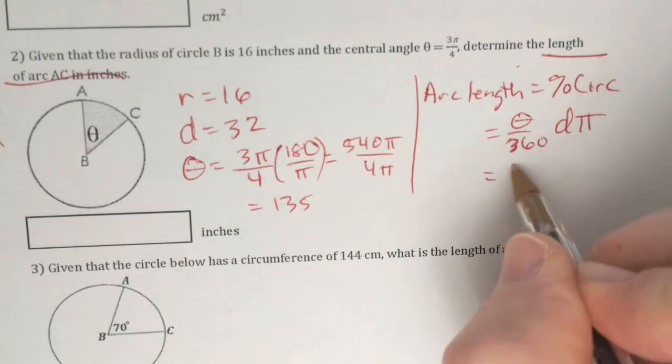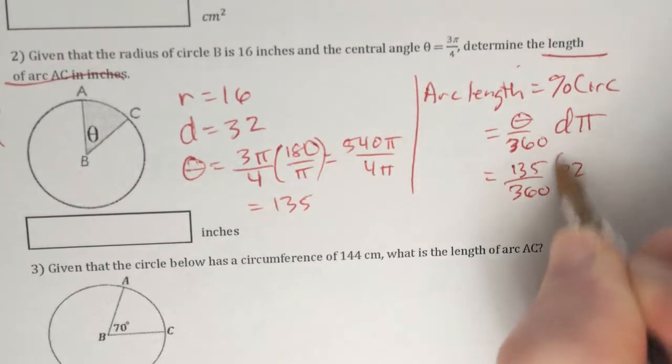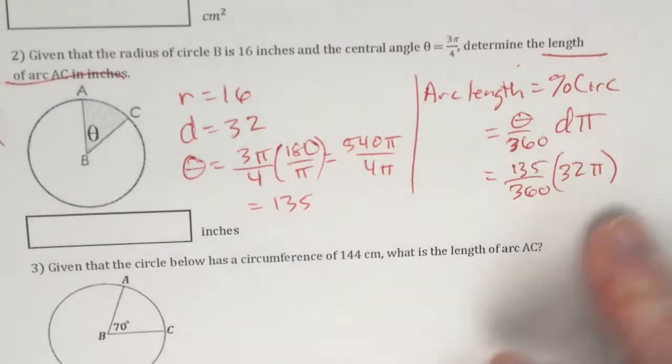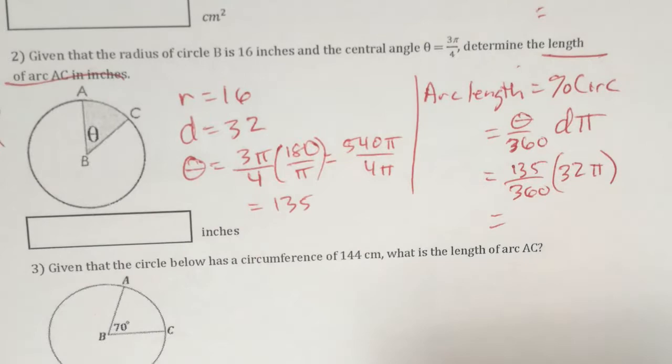So that would be 135 over 360. Your diameter is 32 times pi. And all you have to do now is just type that into the calculator. And they said, did they say anything about rounding? They did not say anything about rounding. So just write down the answer, whatever you get.